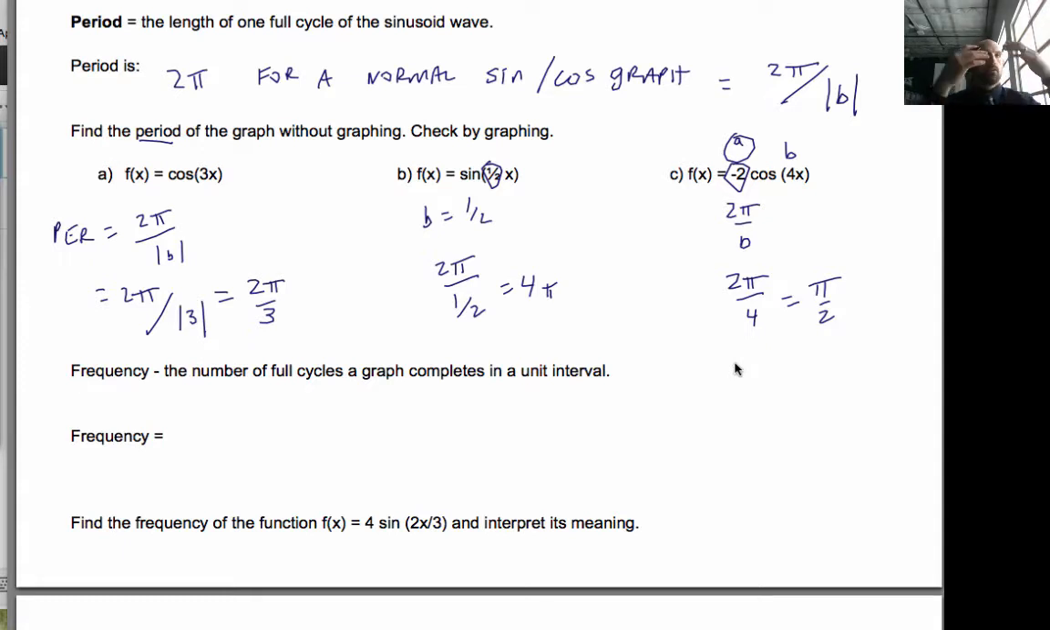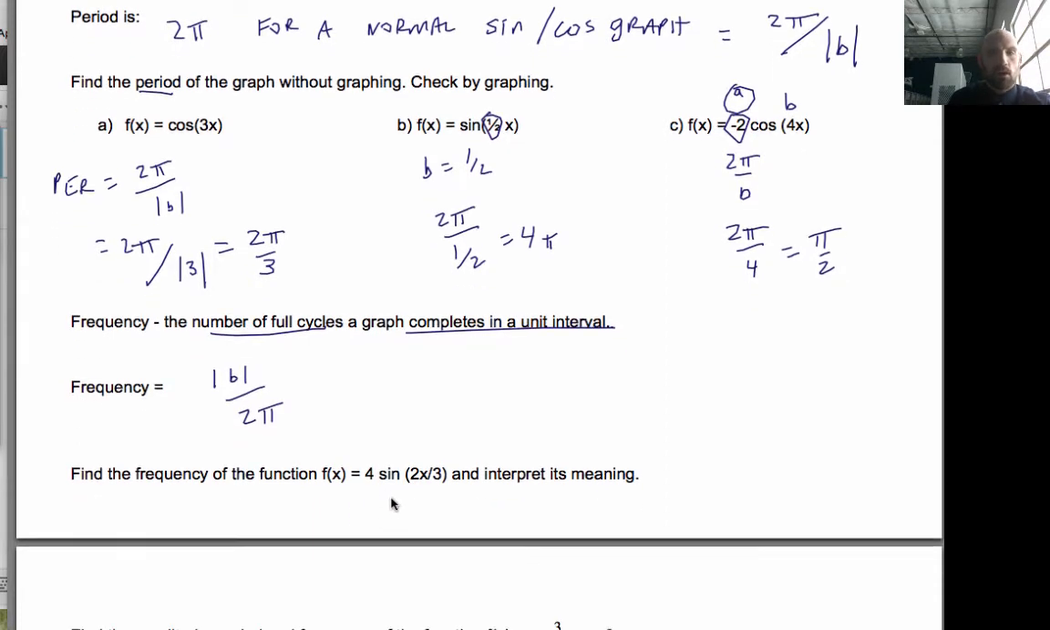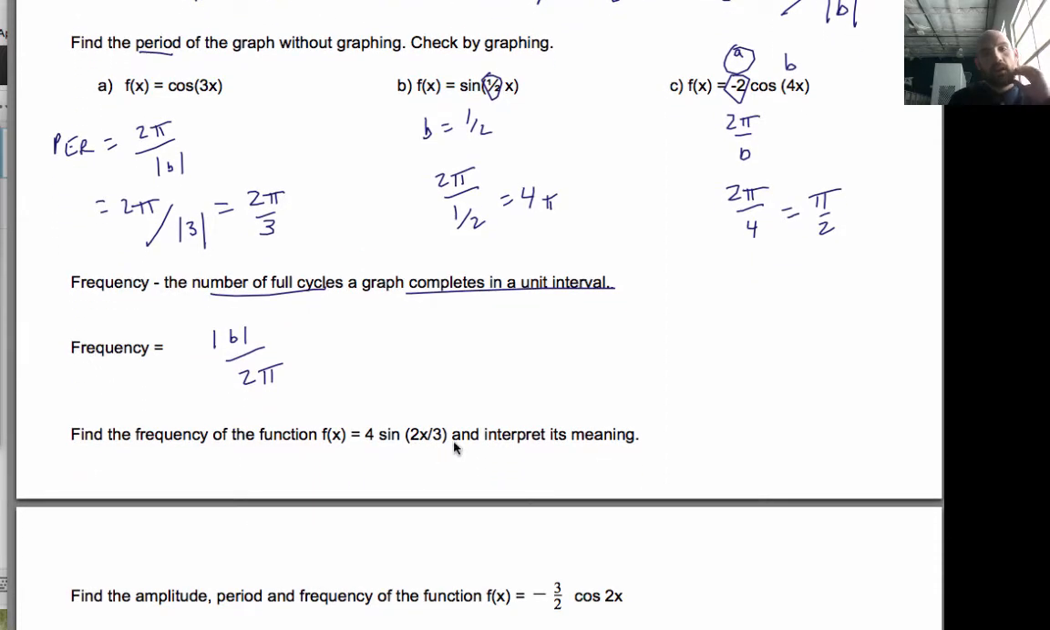Frequency. Frequency is how many times it's going. Okay, so frequency and period are very closely related. The number of full cycles the graph completes in a unit interval, so per 1. So frequency is the absolute value of b divided by 2 pi. Okay, so find the frequency of the function sine 2x over 3, so 2/3 x, and interpret its meaning.